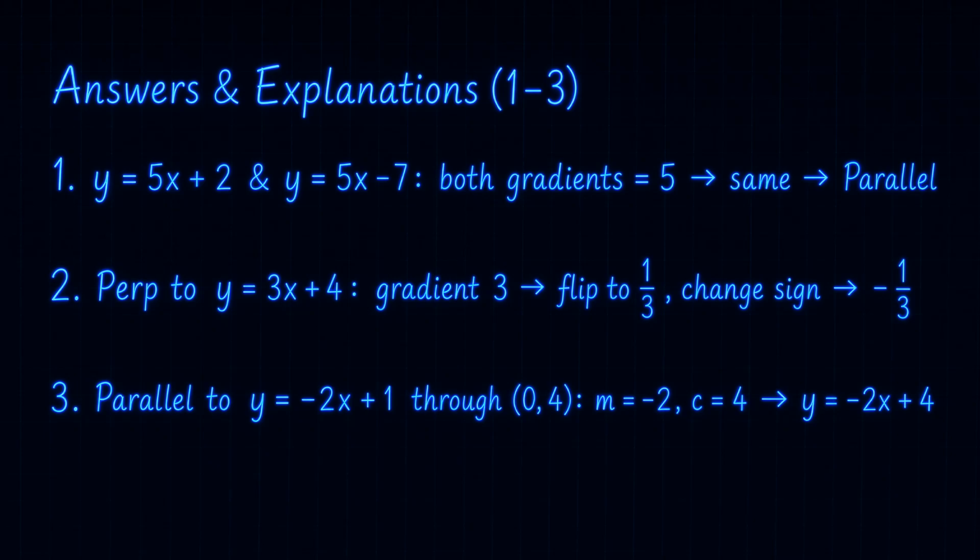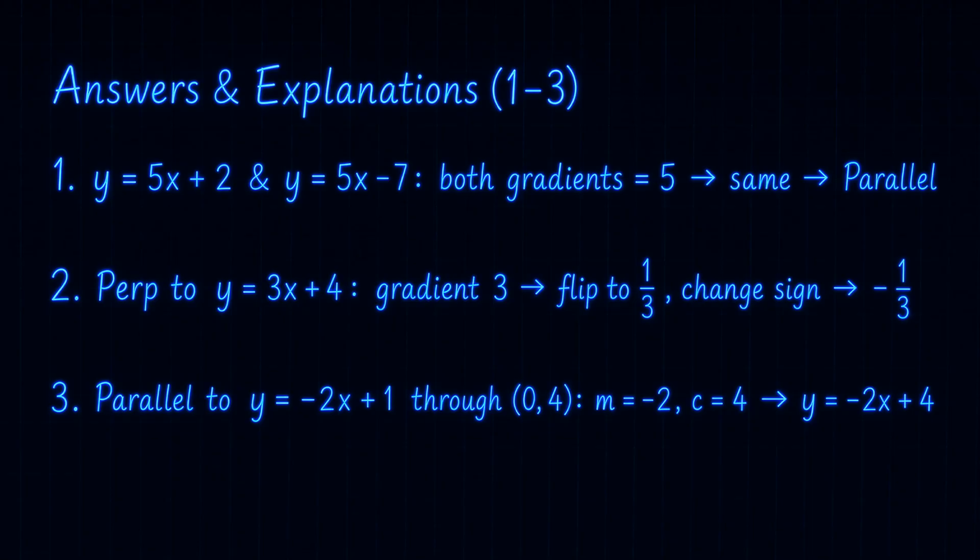Question 1. Both lines have gradient 5, the number in front of x. Same gradient means they are parallel. Question 2. The gradient is 3. Flip it to 1/3, then change the sign, and you get -1/3.